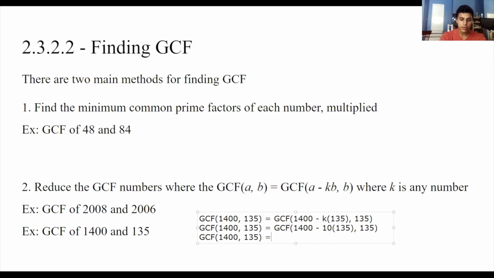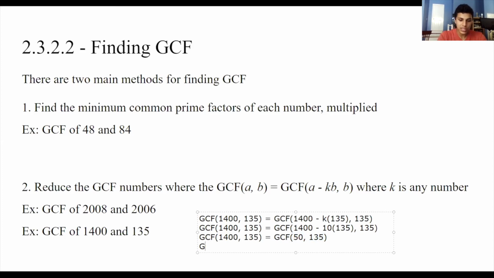135 equals the GCF of, and if I simplify 1,400 minus 10 times 135, and 10 times 135 is 1,350, then that leaves me with 50, and then also 135. So now I'm left with a much easier pair of numbers to find the greatest common factor of, 50 and 135. Now if I wanted, I could use the first method where I find the prime factorization of each number, but I'm going to use the second method again.